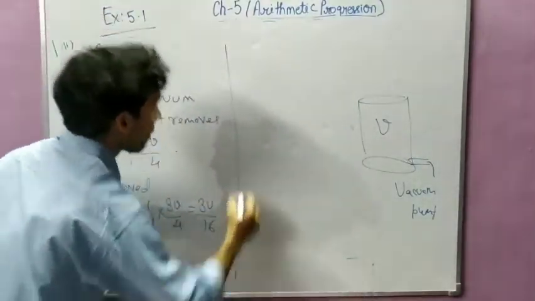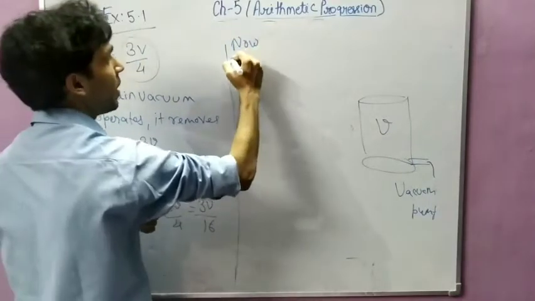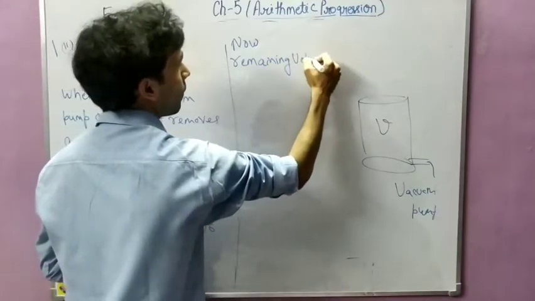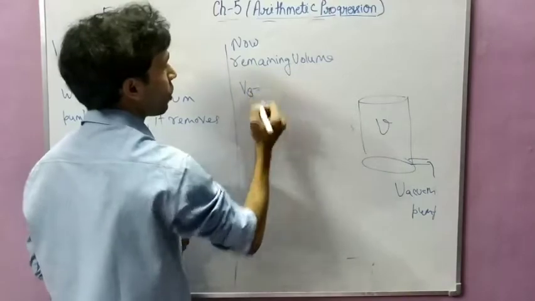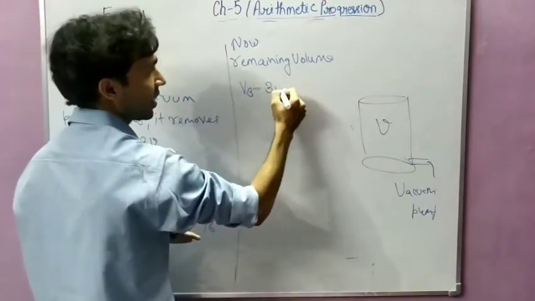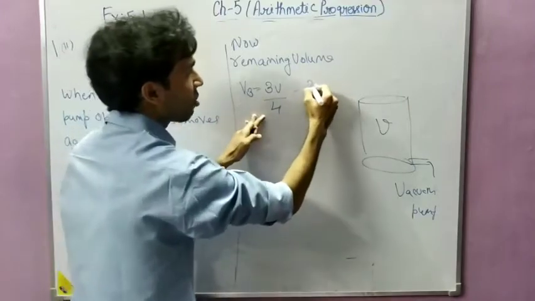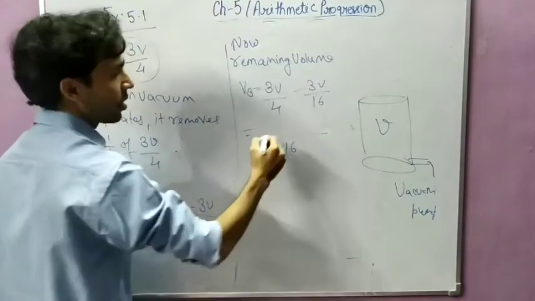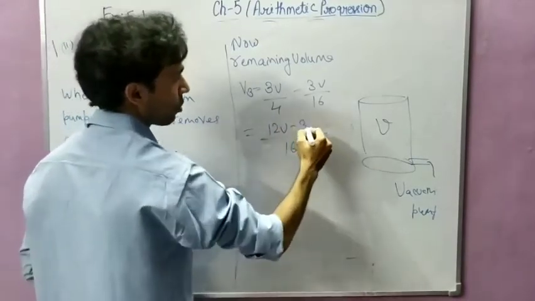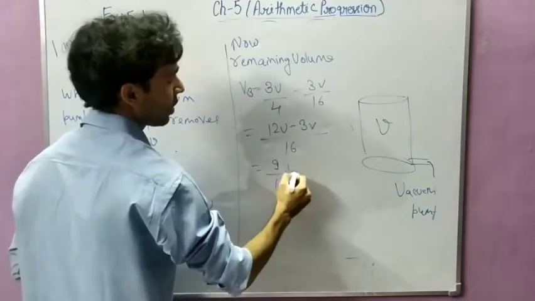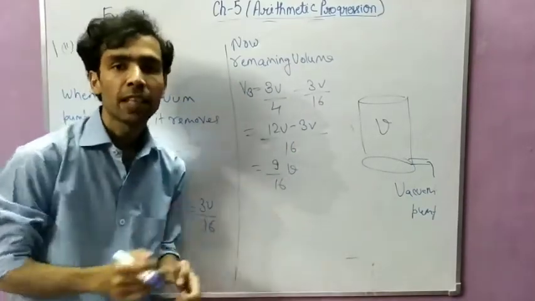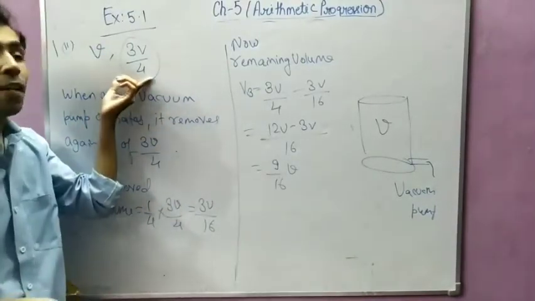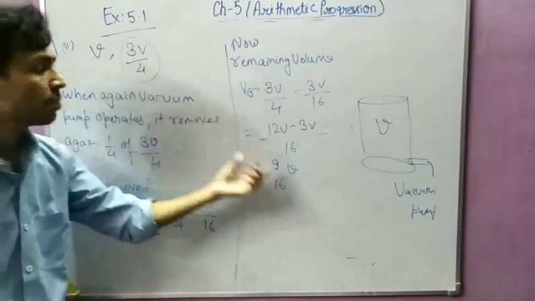Now the remaining volume, suppose it is V3. So in the second case the remaining volume was this, and that 3V/16 is removed. So in that case the remaining volume is 12V minus 3V, so 9/16 V. So now that much volume is left in the cylinder. Initial was V. When the vacuum pump operates, then this much is left. When again the vacuum pump operates, then this much volume is left.